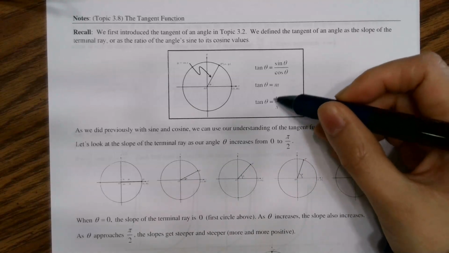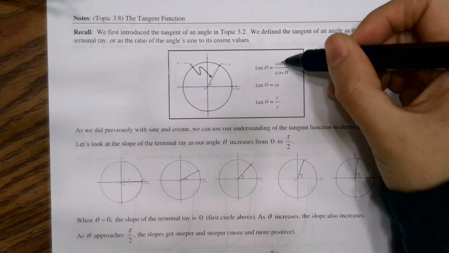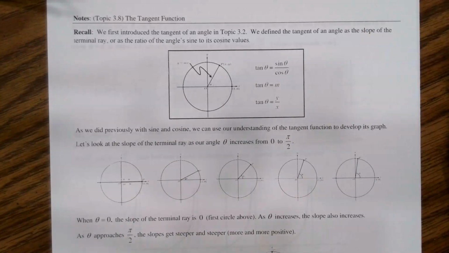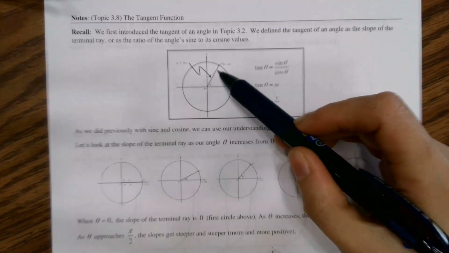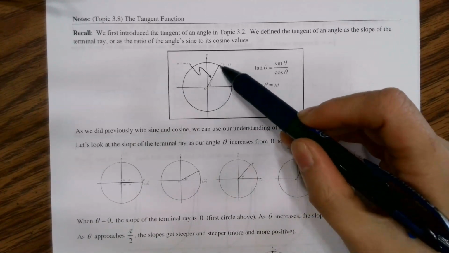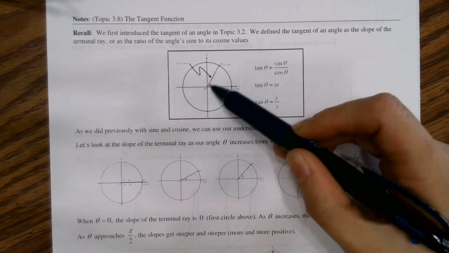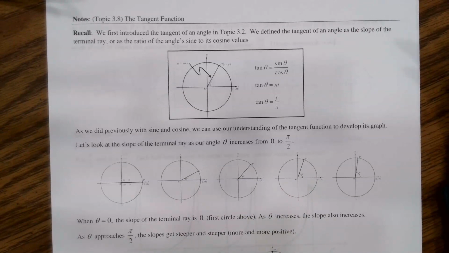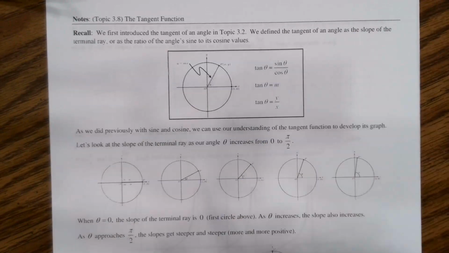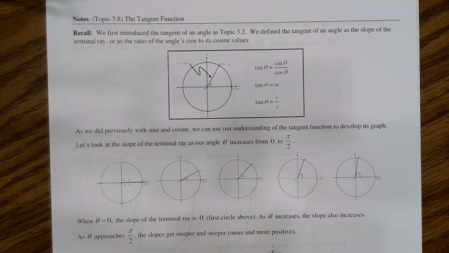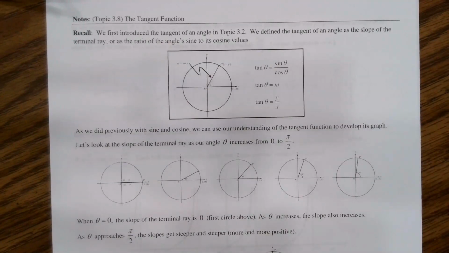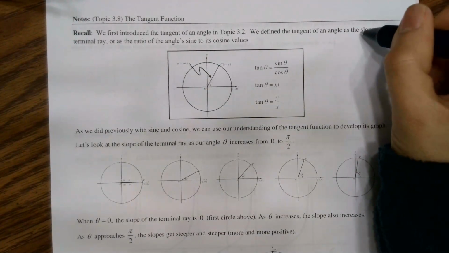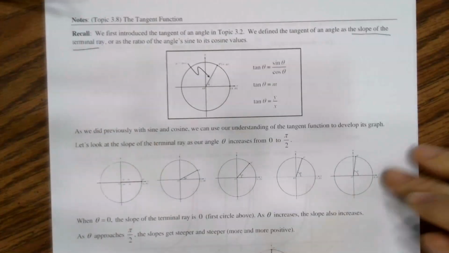So extending that, we can also say that tangent is sine over cosine. Another way I want you to think about it is this. If it's y over x, can I say that tangent is the slope of this line over here? What do you guys think about that? Slope of that terminal ray. Makes sense, right? Okay, so we're going to approach it more as a slope to build a tangent function for today's lesson. So right here, slope of a terminal ray.